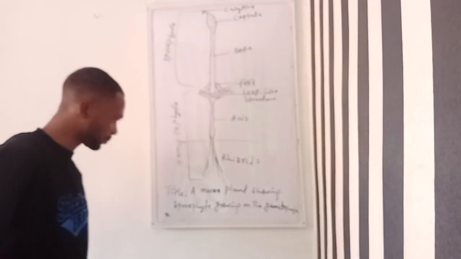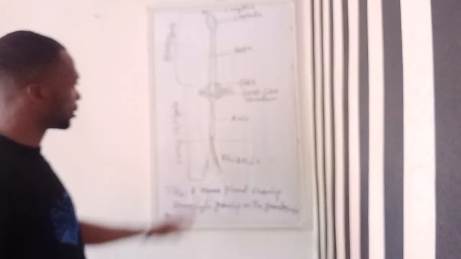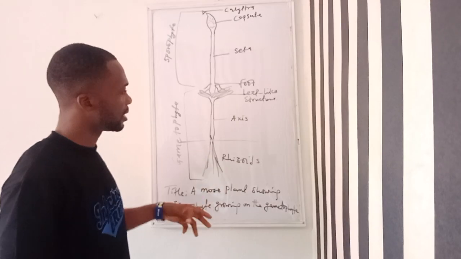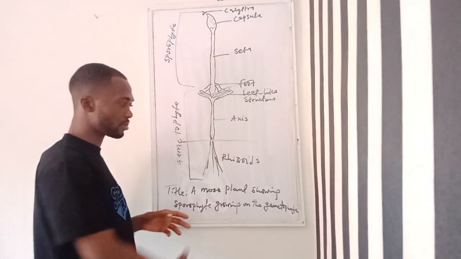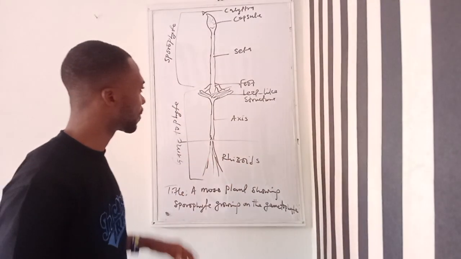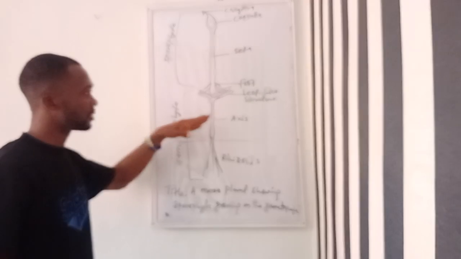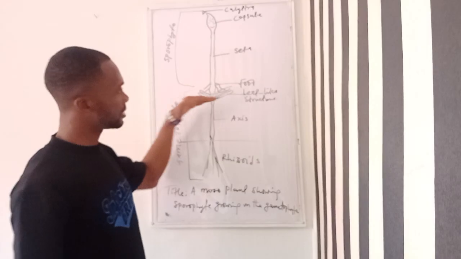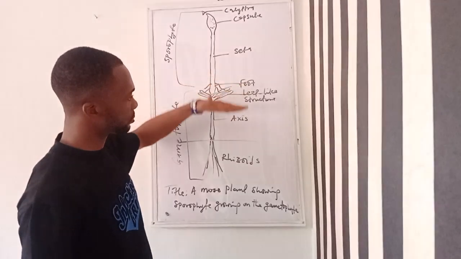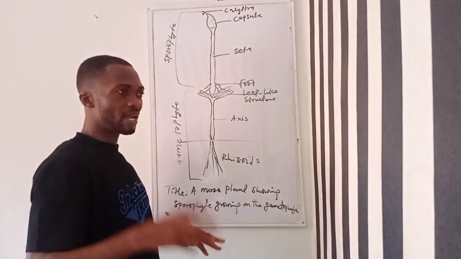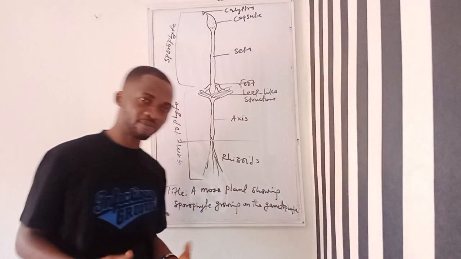As you can see, this is a rhizoid, and these rhizoids are used by this plant to absorb nutrients from the soil. So it functions like the root, and this is the axis that also functions like the stem. Then this is the leaf-like structure. The leaf-like structure, axis and rhizoids are the gametophyte. And like I said, the main plant itself is the gametophyte.